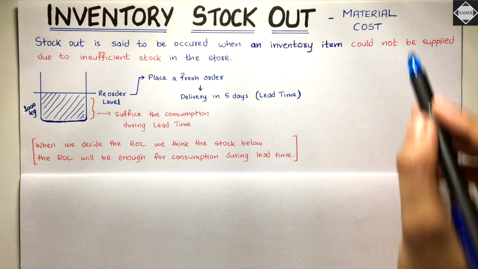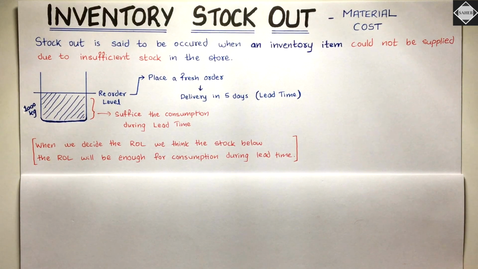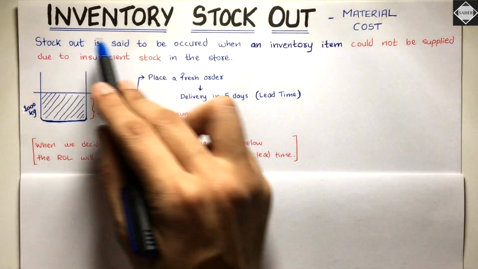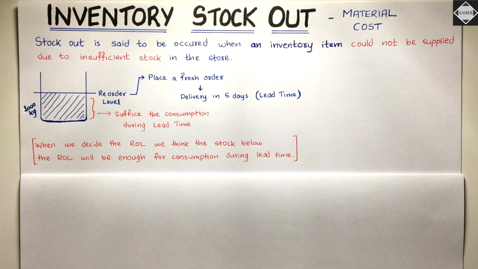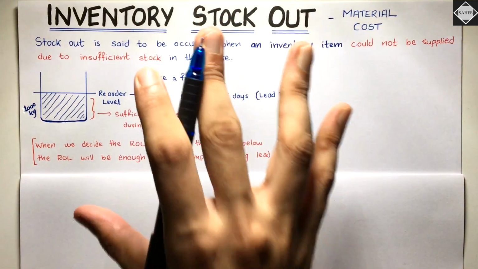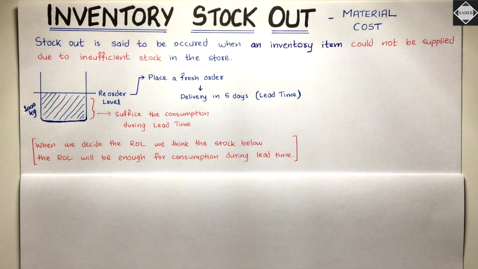Today in this video of the material costing chapter, we are going to understand what is meant by inventory stockout, how do we treat this in cost accounting, and then we are also going to solve a problem on this from the ICAI study material. Okay, so let's just begin.